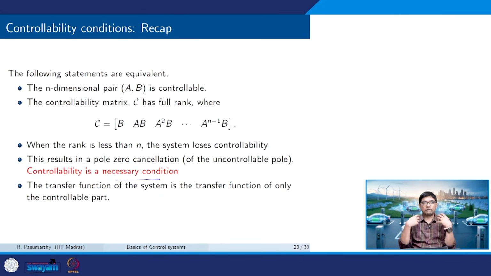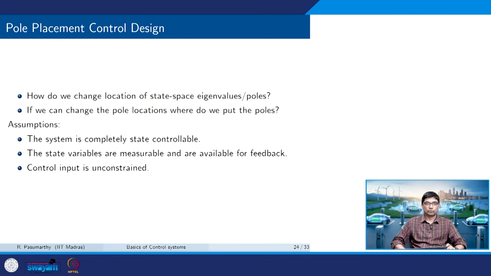Okay, so then what we say is, for me to place all the poles at arbitrary locations, the system must be controllable, right? And also, the transfer function of the system was only the transfer function of the controllable part. I only had 1 over s minus 1. I didn't know what to do with the other pole at s equal to 2.